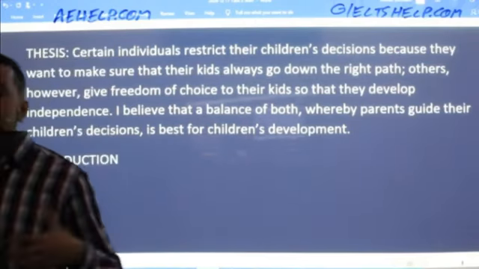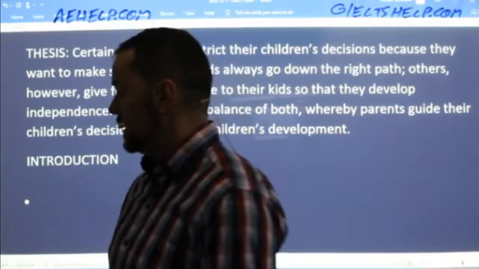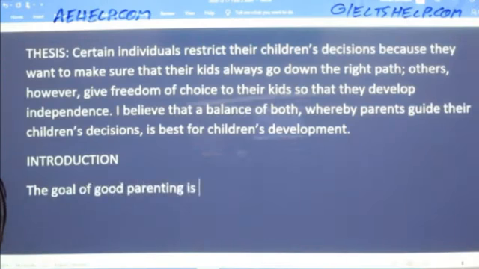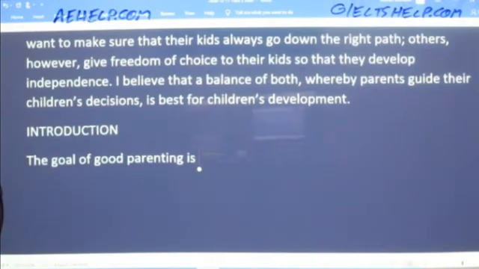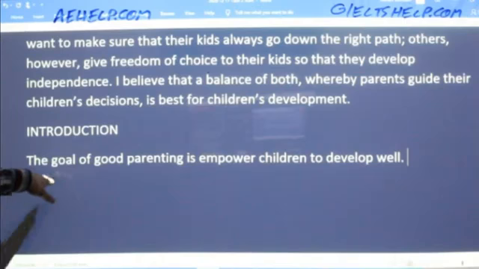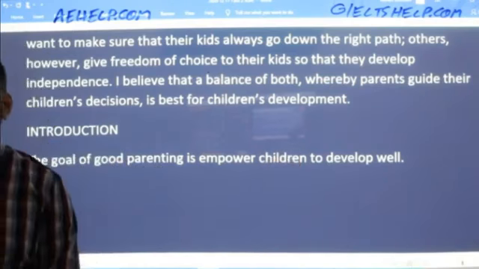So, introduction hook, a simple hook with 8 to 12 words that introduces the topic. Okay, there it is. So that's my hook. I'm going to keep it really simple. The goal of good parenting is to empower children to develop well. Okay.